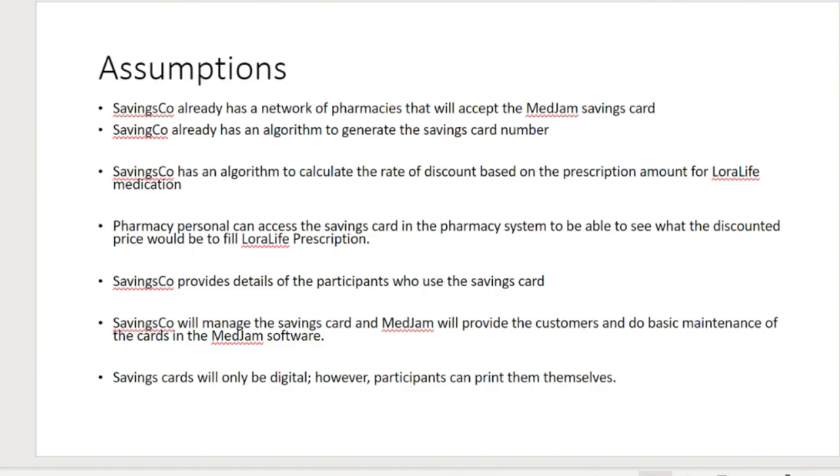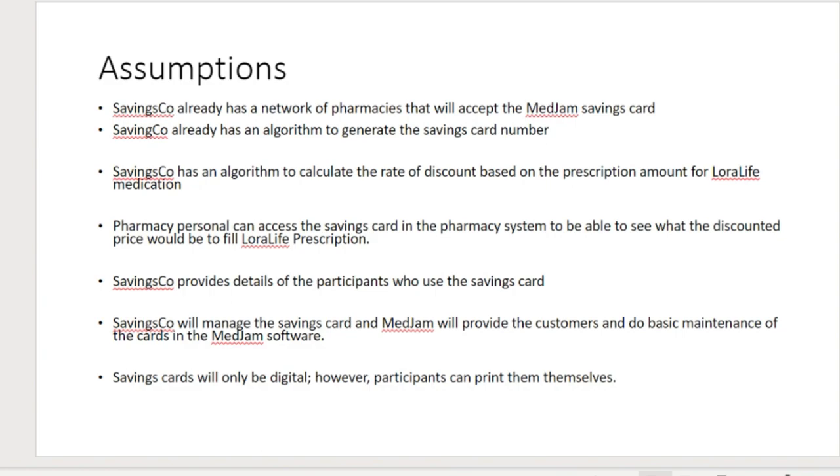Savings Co provides the details of the participants who use the savings card. So we're assuming this. The reason this would be great is that we could tell who is actually using it, who's redeeming it, which pharmacies are using it the most. All this very important detail helps us make decisions on how to improve the program. And we would depend on Savings Co to be able to send that over, because they would be the ones that would have that data.